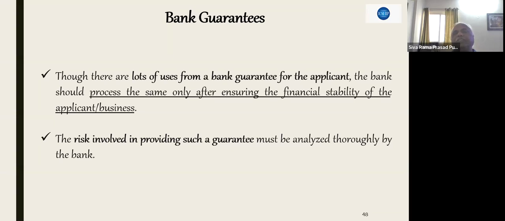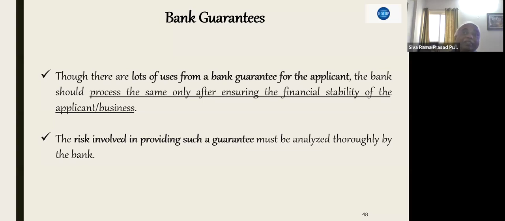Only in case of 100% cash margin, banks will have some leverage. Otherwise, if he is offered collateral security like land or building, even though banks take collateral security for loans and advances, most of them have failed. That's why some of the cases are filed with the NCLT.